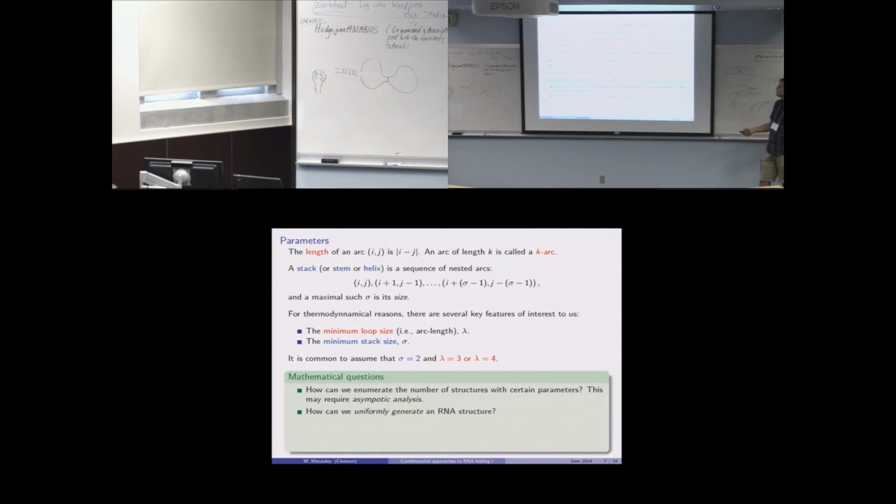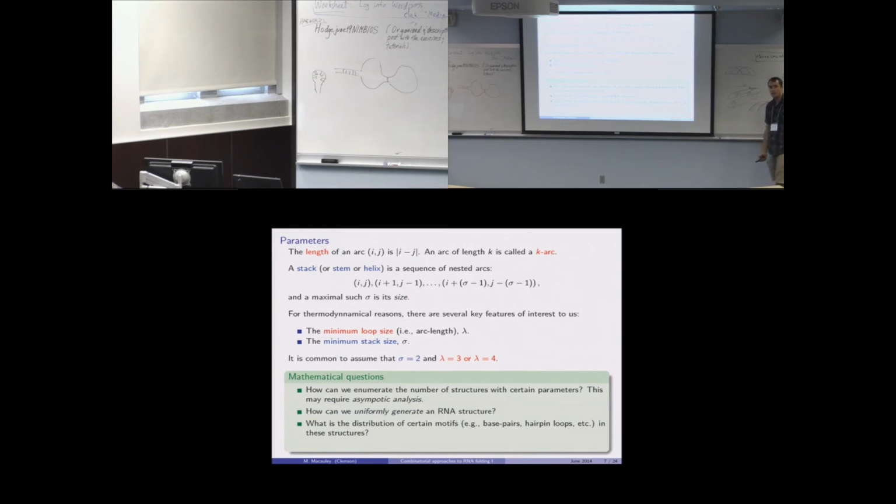How can we uniformly generate an RNA structure? What if I have a sequence of 100 bases, and I want to say, give me an arbitrary folded structure? How do I pick one out of a hat? How do I generate these things so that this one arises as often as the other one? People have studied that.